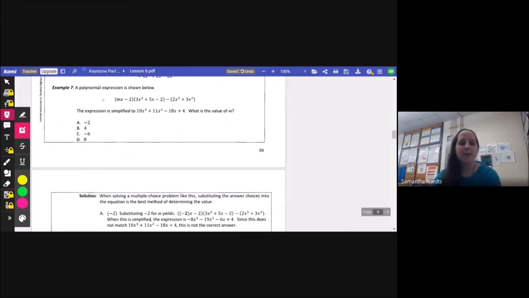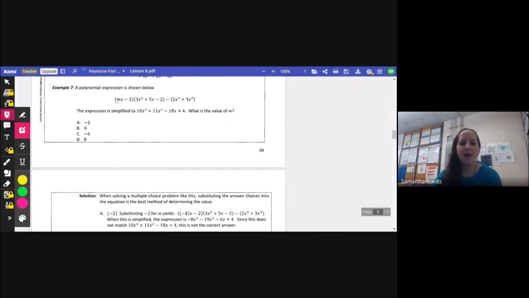All right, example 7. A polynomial expression is shown below. Quantity mx minus 2 times 3x squared plus 5x minus 2 minus the quantity 2x cubed plus 3x squared. So the expression is simplified to 10x cubed plus 11x squared minus 18x plus 4. What is the value of m?